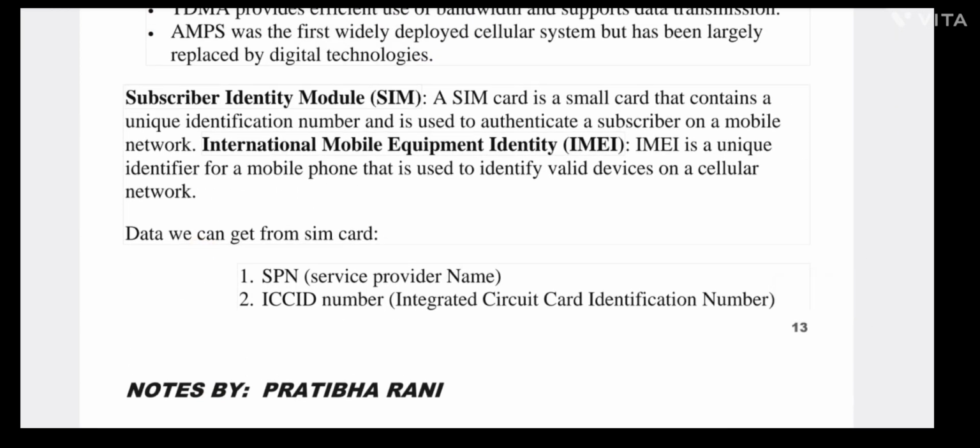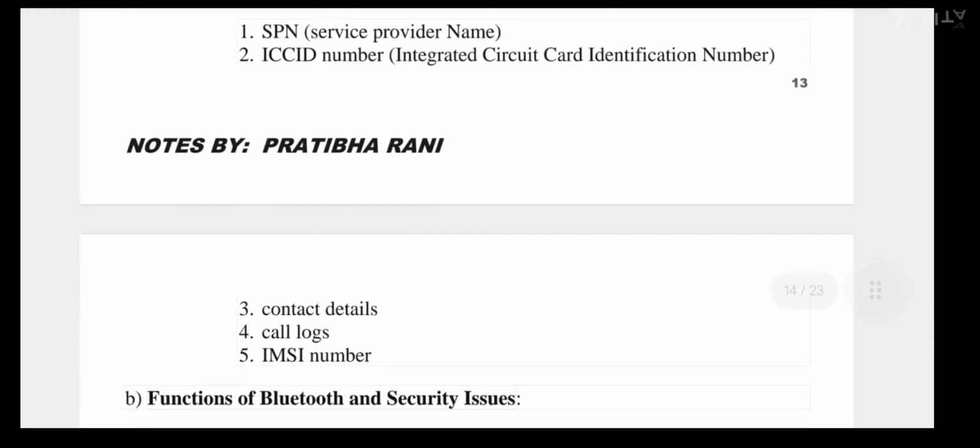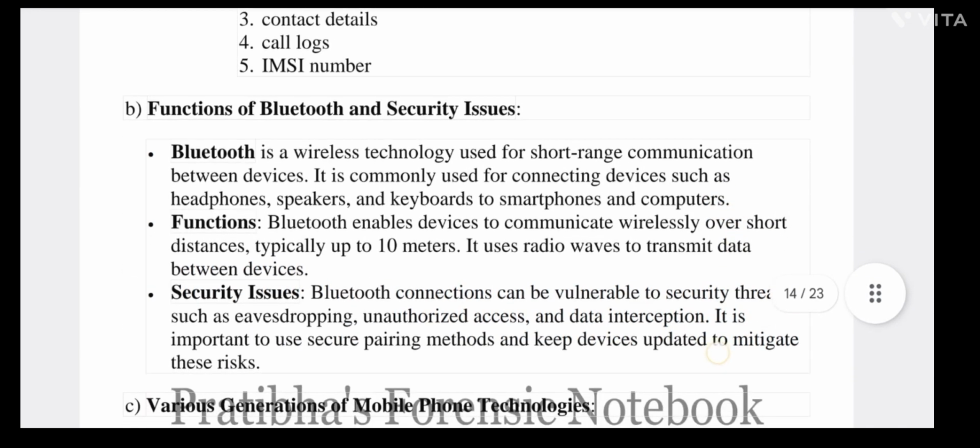For data we can get from SIM cards, there is the SPN. We can see the SPN written on the SIM cards, and that is the service provider name. The second one is the ICCID number, that is integrated circuit card identification number, which is a 19 to 20 digit number written on the SIM cards. Then after extraction we can get contact details, call logs, and the IMSI number from SIM cards.